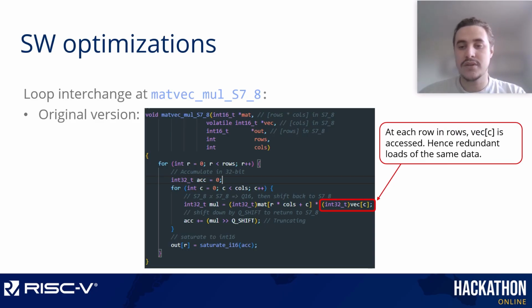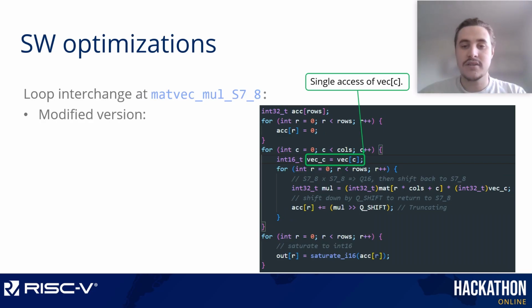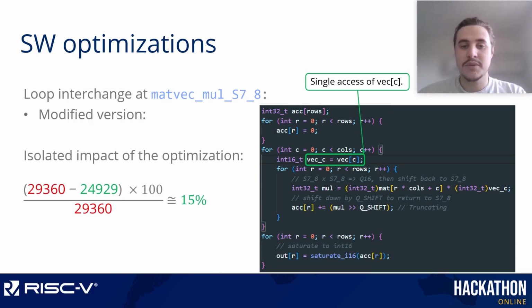Starting with the software optimizations, we first applied a loop interchange at matvec_mul, where we can see that at each row in rows, the vec_c is accessed, hence redundant loads of this same data. In the modified version, after interchanging the loops going through cols and rows, we access vec_c only one time and then use it for all the necessary computations. This optimization has an isolated impact of approximately 15%.